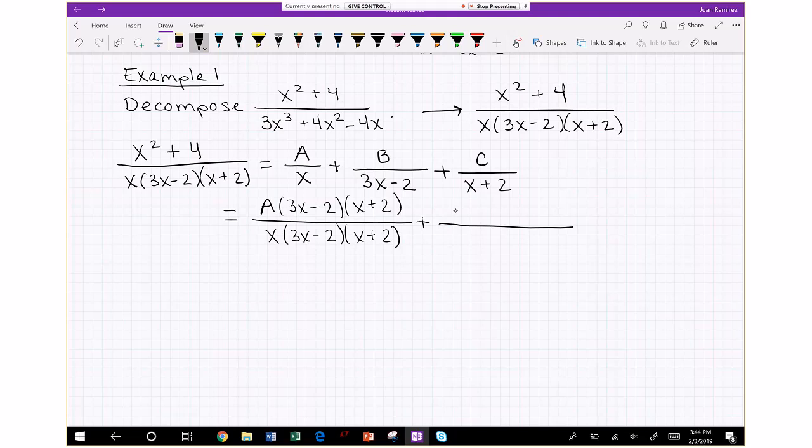I'm going to do the same for the second term. So I have to multiply it by x and x plus 2. And finally, I'll do the same over here. Have to multiply by x and 3x minus 2 so that the denominator is the same.